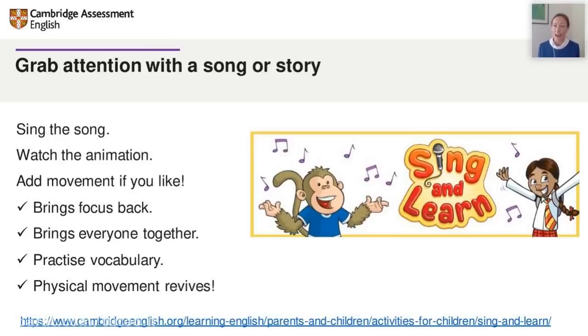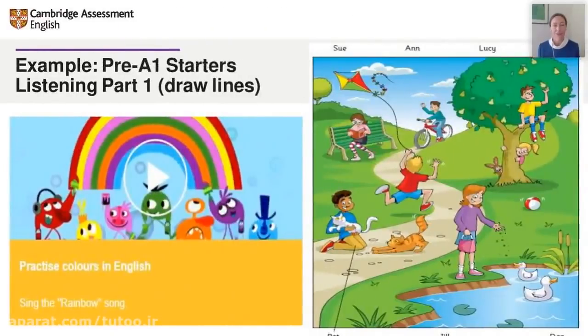But let me tell you about an example. This is from one of the listening lessons. You'll be familiar perhaps with this activity where children listen to someone talking about the picture and they draw lines from the person's name to the picture. It often involves colours to help the learners to recognise the colour and identify it in the picture. So as part of this lesson, they listen to a song, a rainbow song, practice the colours, and that is good revision to go with your listening.